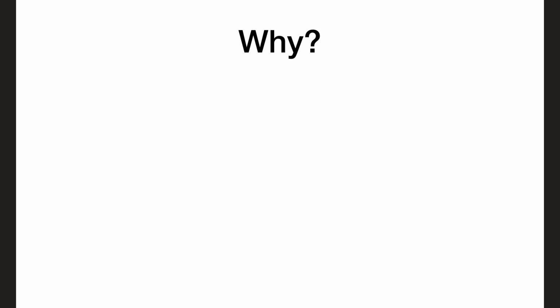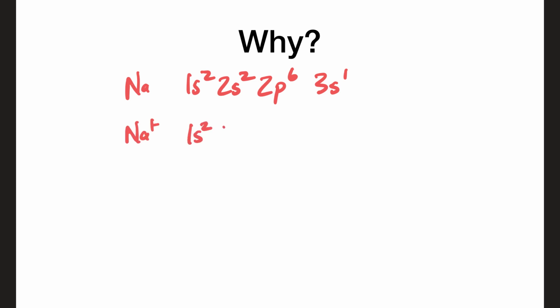So what's really going on? Let's look at sodium. 1s2, 2s2, 2p6, 3s1. So a sodium ion, 1s2, 2s2, 2p6. Okay, so why was it easier? So why is it easier to lose that first electron? Well, it's farther from the nucleus than this one. Right? You could say it's more shielded. It experiences a weaker effective nuclear charge.